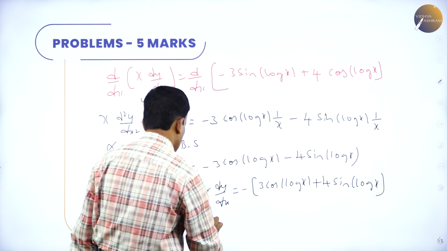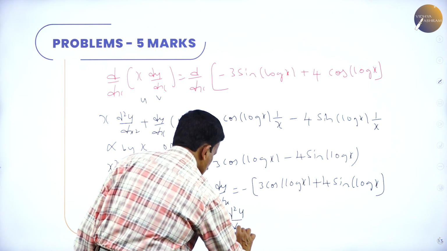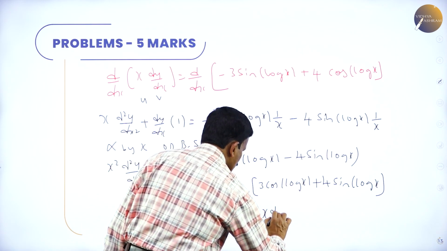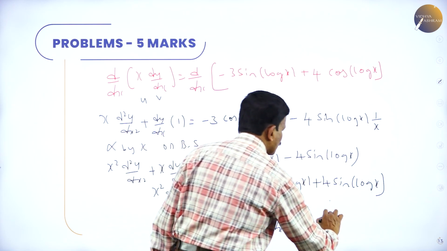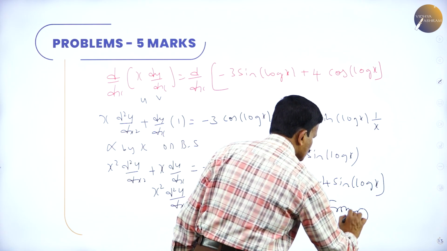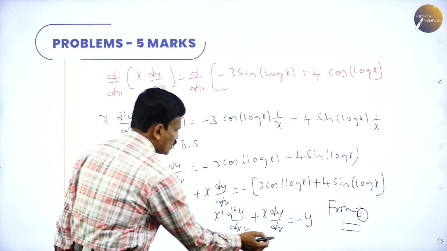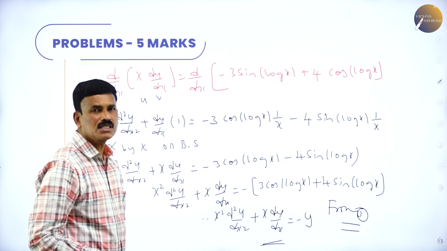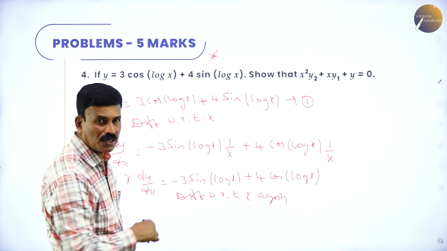So what is this equal to? Therefore x² d²y/dx² plus x dy/dx is equal to minus y. This is y from equation number 1. x² d²y/dx² plus x dy/dx is equal to minus y. So what is to prove? Just bring this to the left hand side.